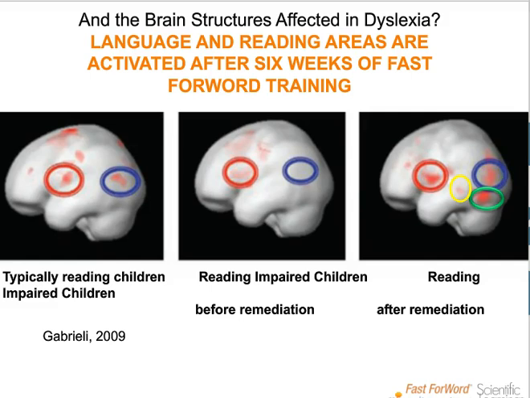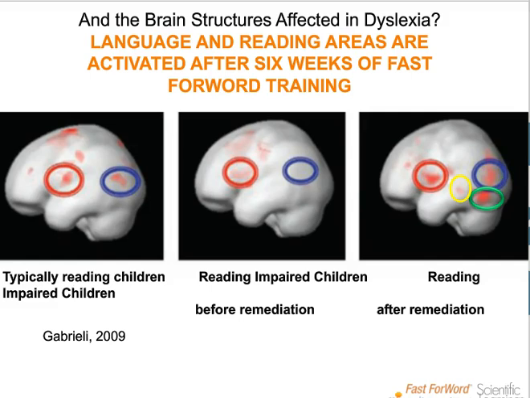And what you see in the middle part of this slide is reading impaired children, again, 35 of them, averaged across all of the students. And you see that they have less activation in the frontal lobe, the part of the brain that's important for both verbal fluency and reading fluency. And we would expect that. They would be very slow readers. But notice they have no activation where that blue circle is. So their problems are with phonological awareness. You know that well. They can't link the sound to the letter very well.